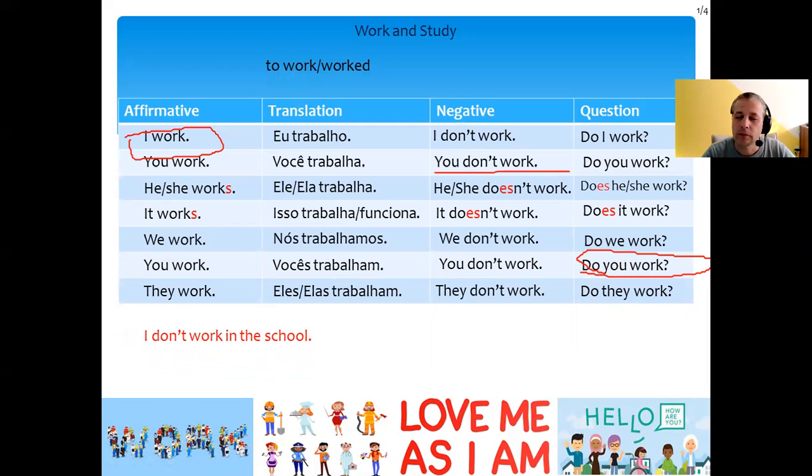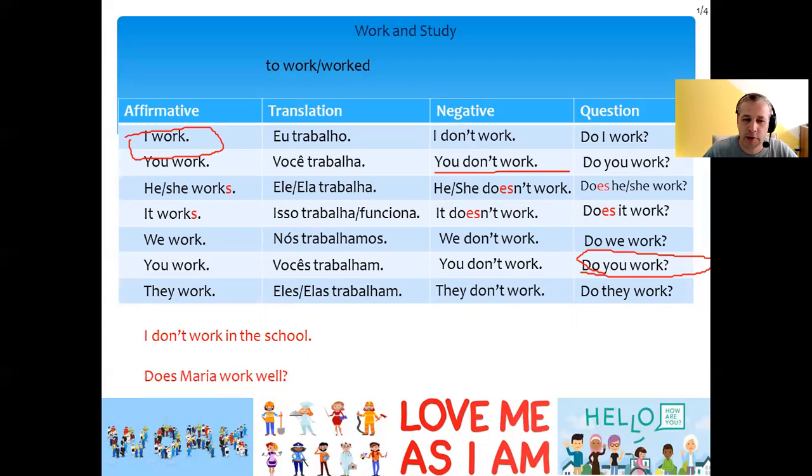Repeat. Okay. Guys, restaurant means restaurante. Restaurant. How can you say ele não trabalha no restaurante? He doesn't work in the restaurant. Ele não trabalha no restaurante.